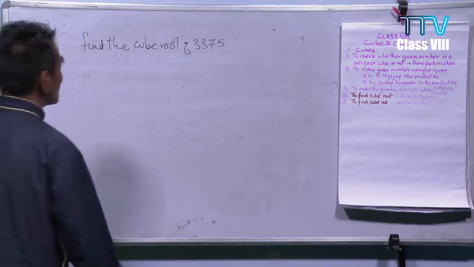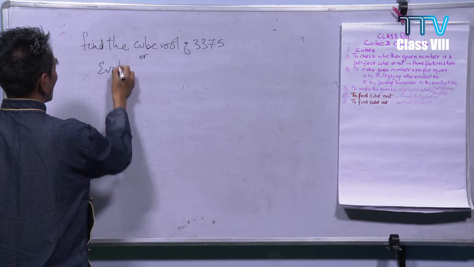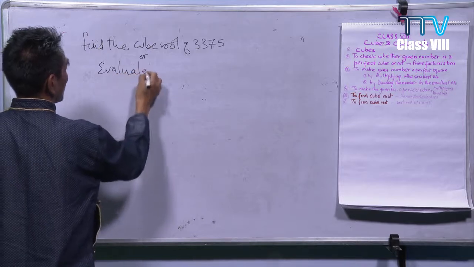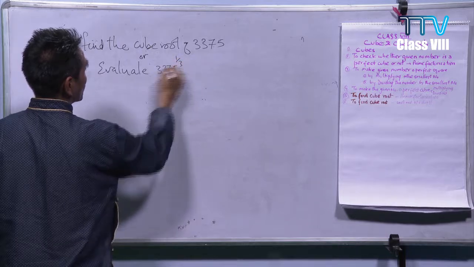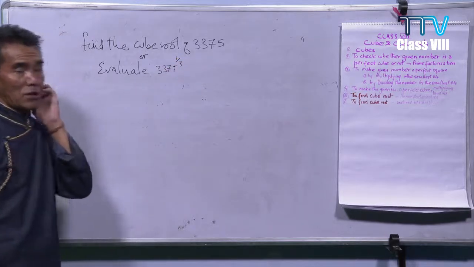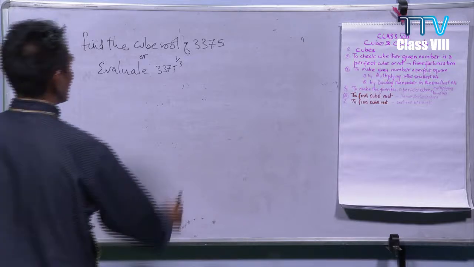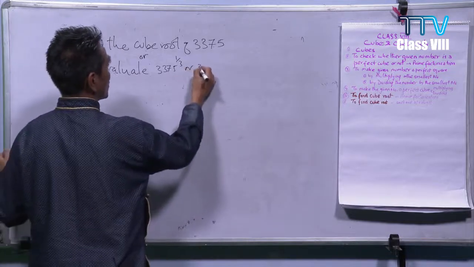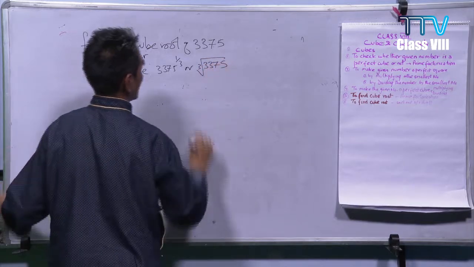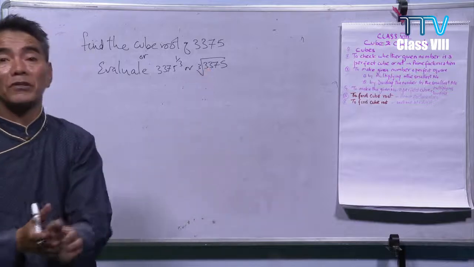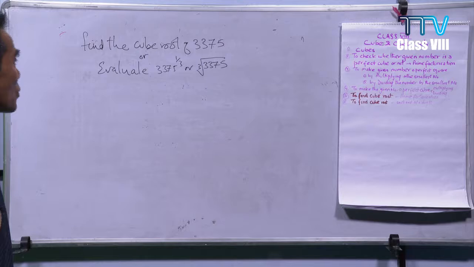Find the cube root of 3375, or evaluate 3375 raised to the power 1 upon 3. You can write it with a rational exponent here. The cube root is a certain method of obtaining it, just like the square root.